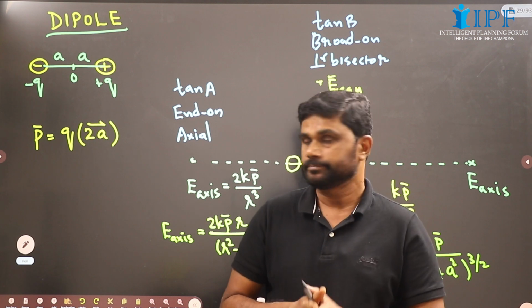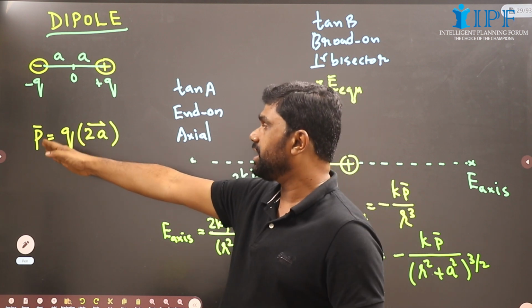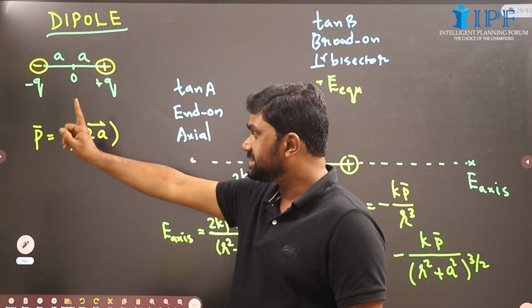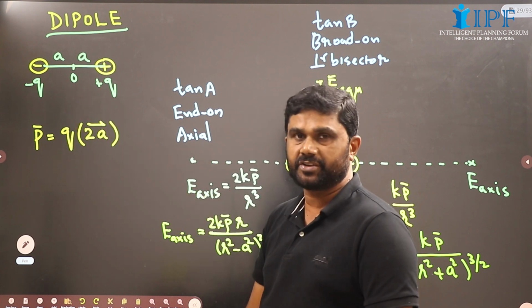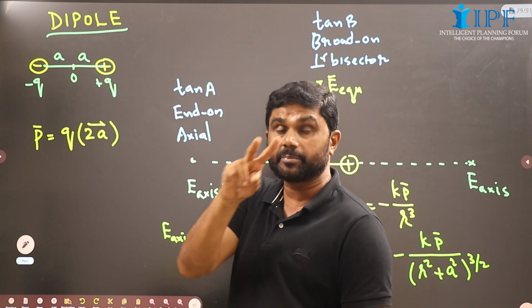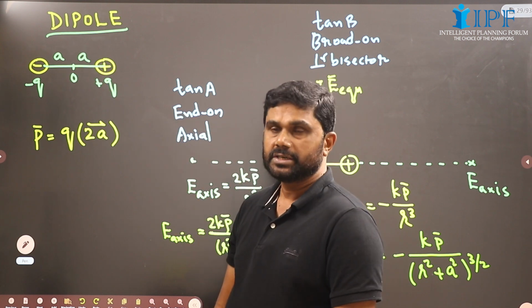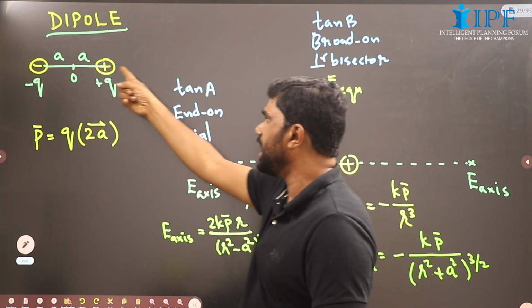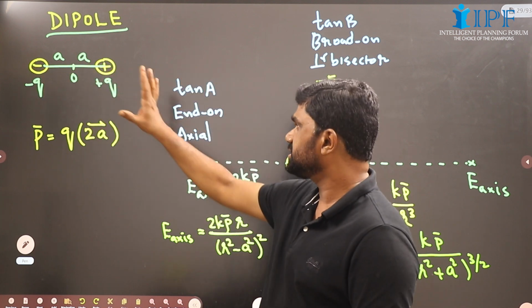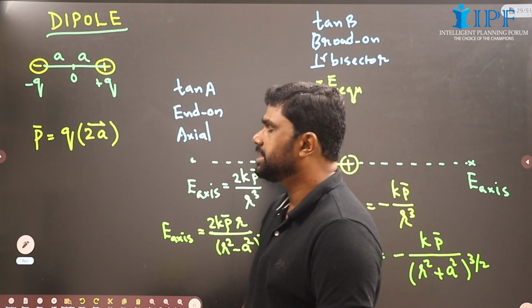of the dipole. Okay, so dipole moment we have a vector P, and its magnitude is equal to the magnitude of either charge and the separation between them. Separation I have represented by 2a. So this is a vector directed from the negative to the positive along the axis. That system is called electric dipole.